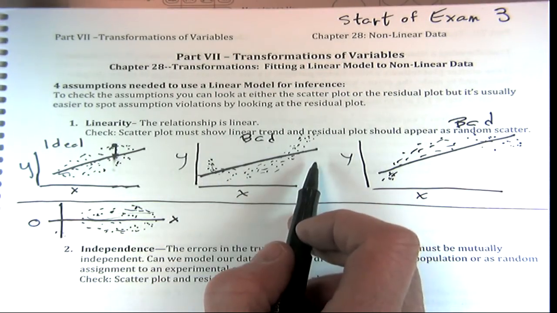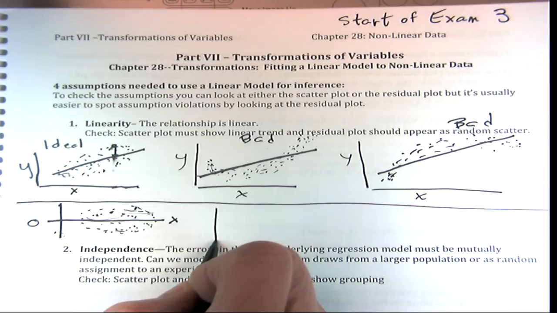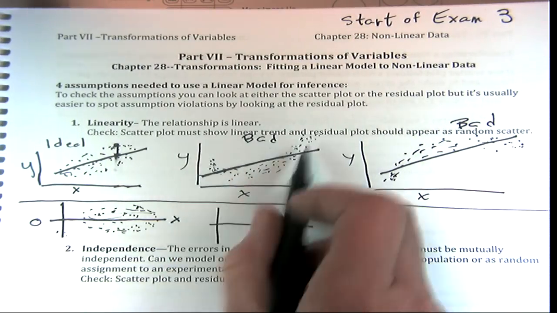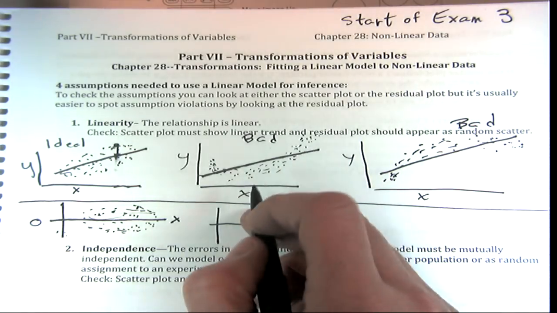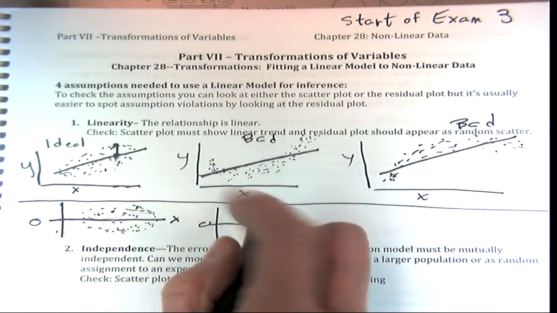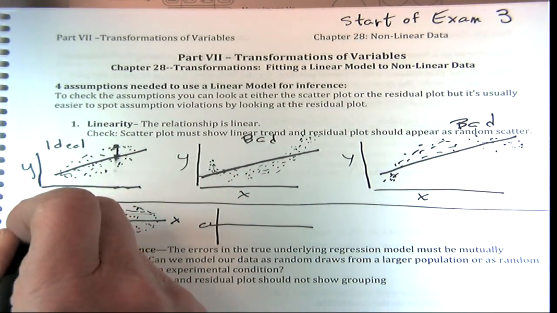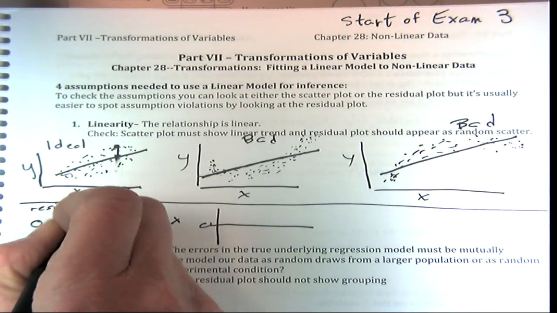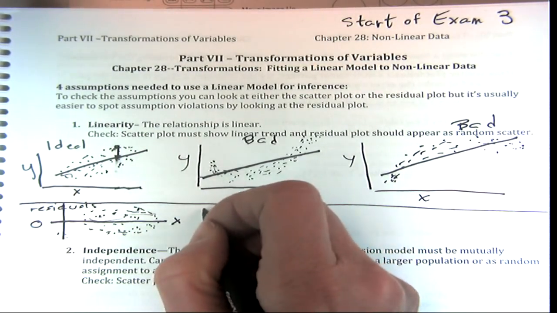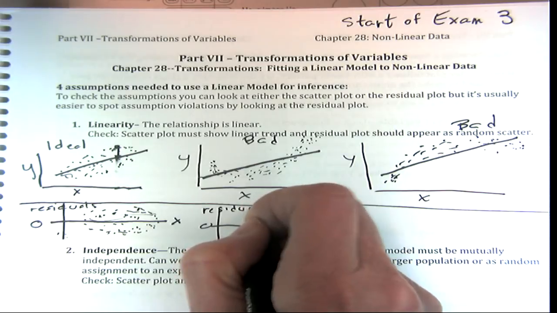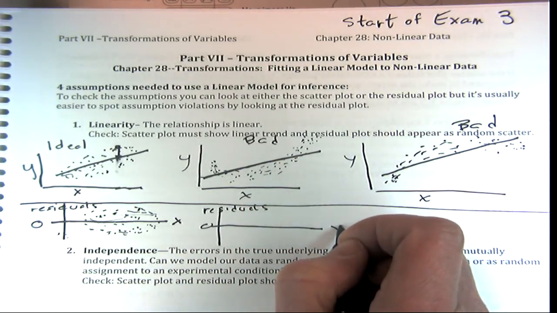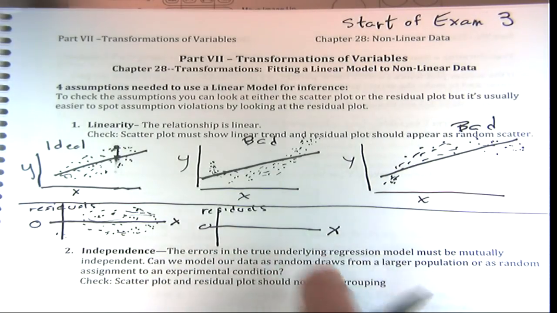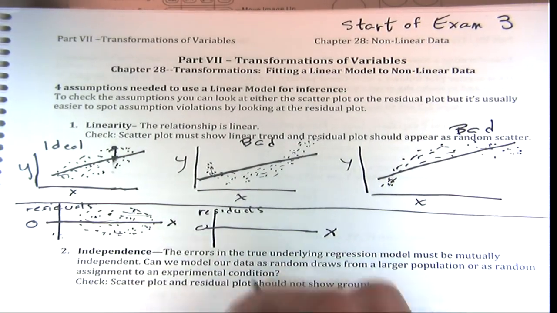So for example, this would look like what? Here it looks just as easy to spot a violation in the x, y as when you plot the residuals on the y-axis. These are the residuals against the x's. You can also plot the residuals against the y's. That's another way you can do it. But the more usual is the residuals against the x's.